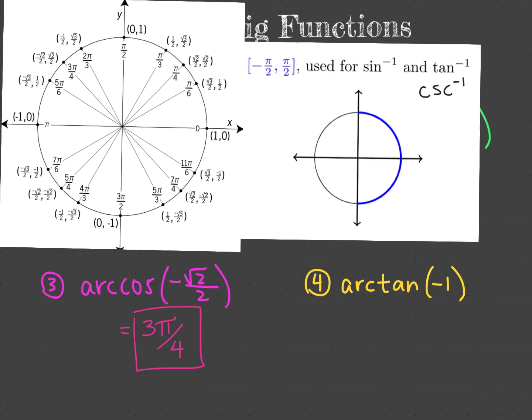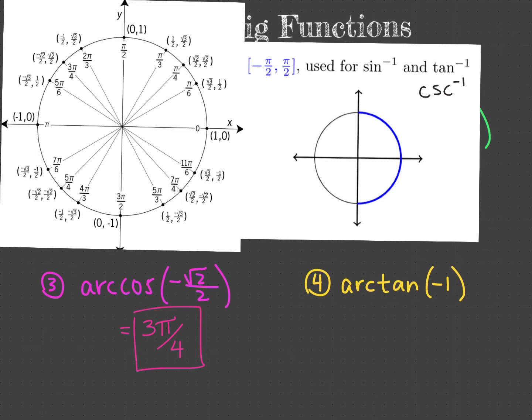If we take a look at the restrictions on our output here, our range, any answer that we write has to be in between negative pi over 2 and pi over 2. This is negative pi over 2, and this is pi over 2. 7 pi over 4 falls way outside of this interval. I have to call this something else. I have to call it a negative something. So I have to call 7 pi over 4 negative pi over 4, because that falls into this interval here that we have to use for arctan, arcsine, and arccosecant when applicable.